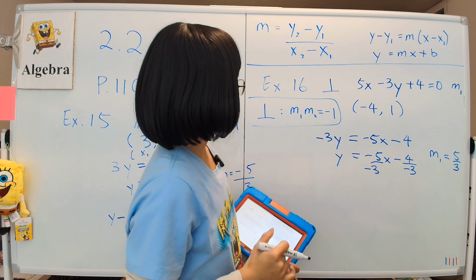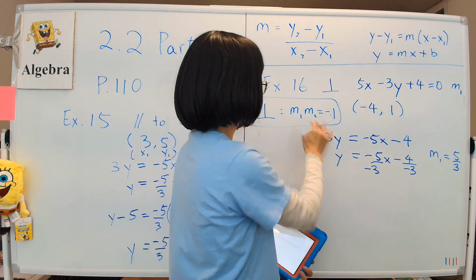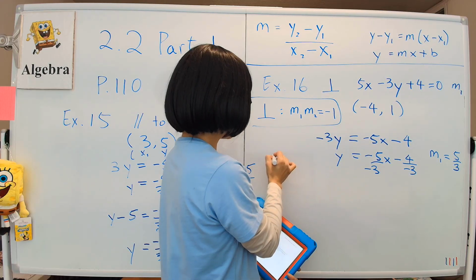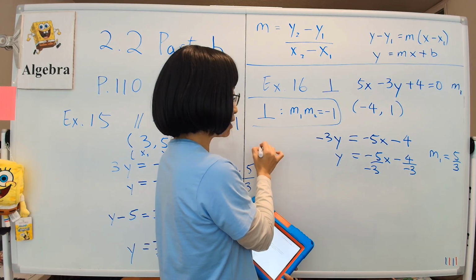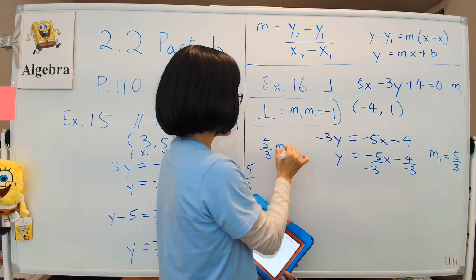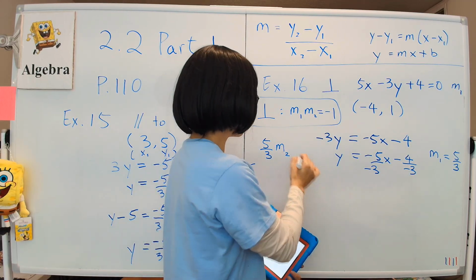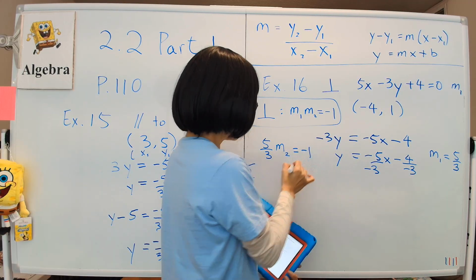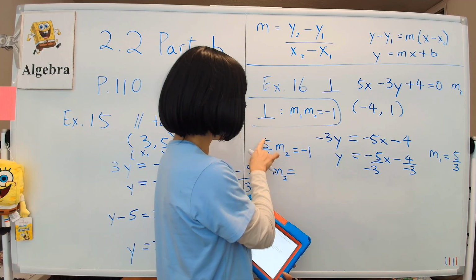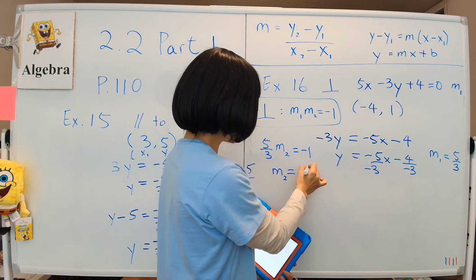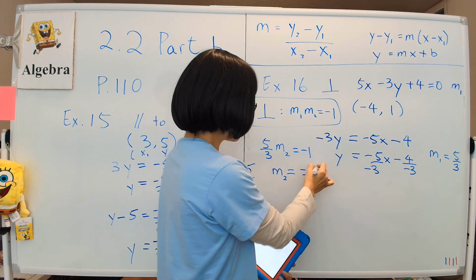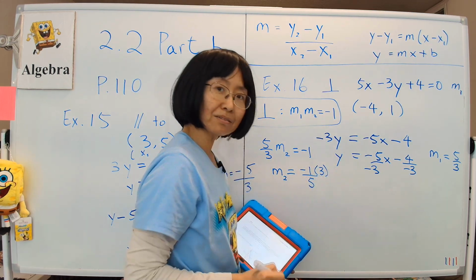Okay, so the next step is to figure out what m2 is, because m1 times m2 has to be equal to -1. So m1 is 5/3 times m2, and the slope of the equation we're looking for has to equal -1. To solve this, m2 equals -1, push the 5 down, and lift the 3 up. So 3 goes up and 5 goes down.